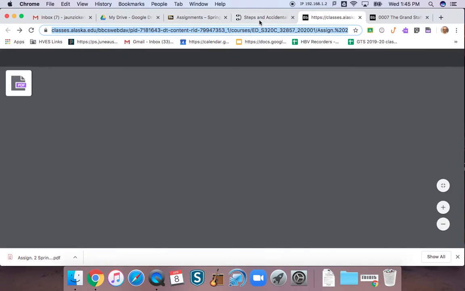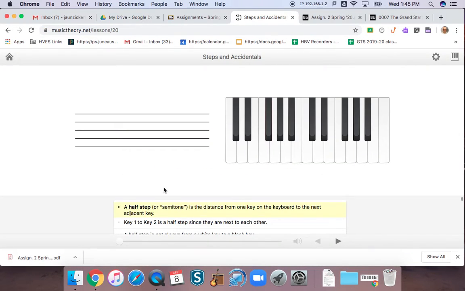Okay. All right, so this is what we call steps and accidentals, and this is going to be basically talking about the black keys. So we had the white keys earlier. Here's the black keys. So here's some terminology.